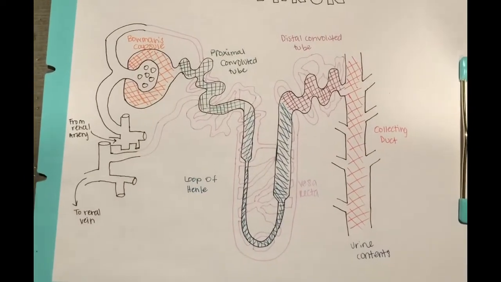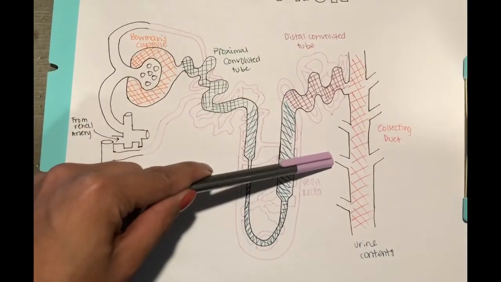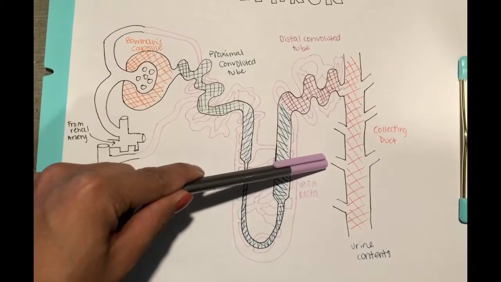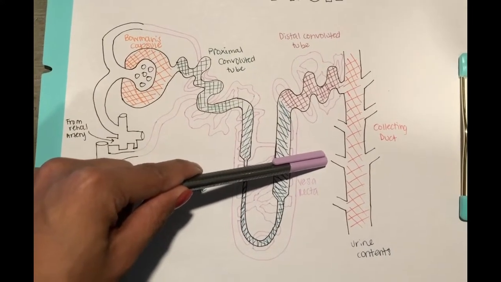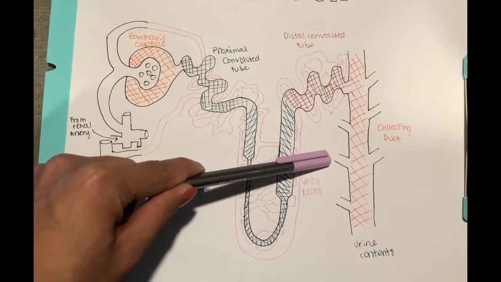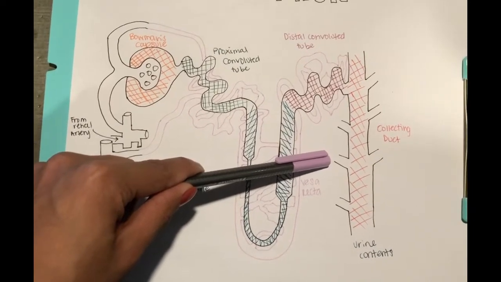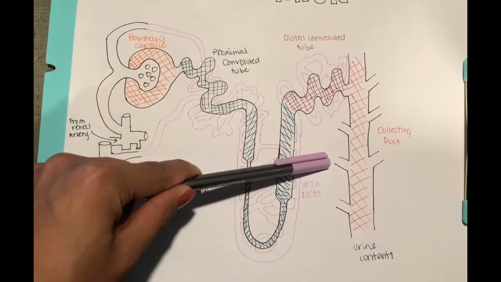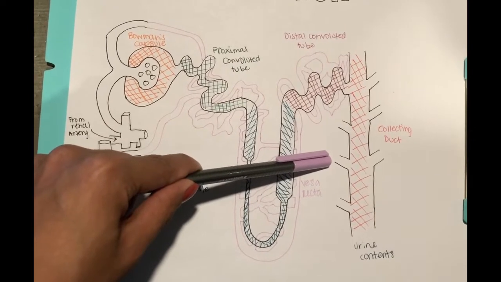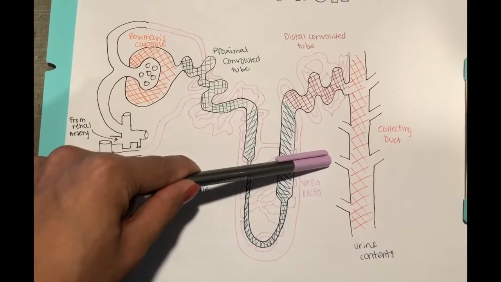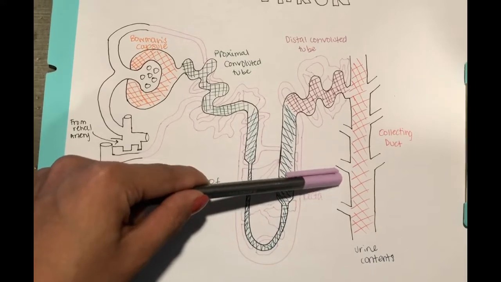Next, we have the collecting duct. This is variable reabsorption. This could include water, potassium, sodium, hydrogen, HCO3, and other variable secretions such as water, potassium, sodium, hydrogen, and HCO3, depending on what the body needs.